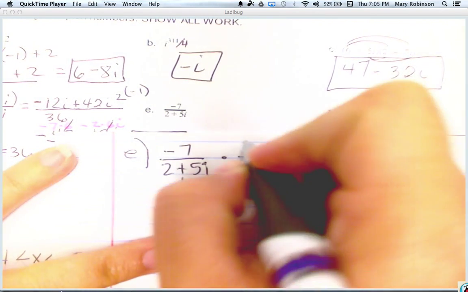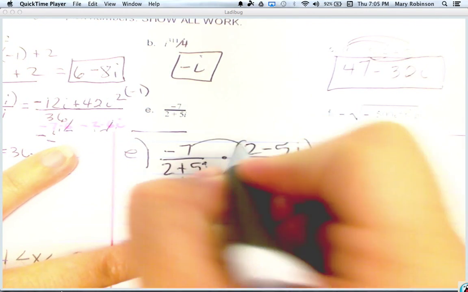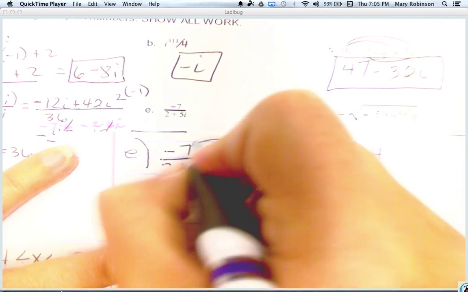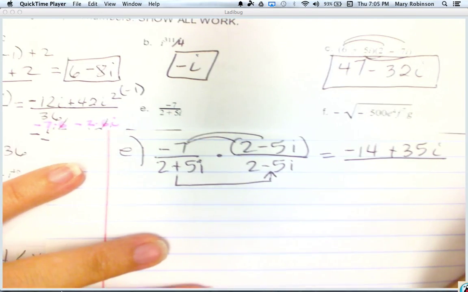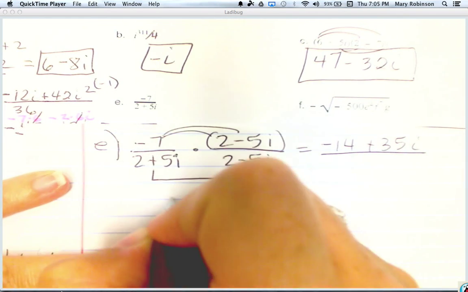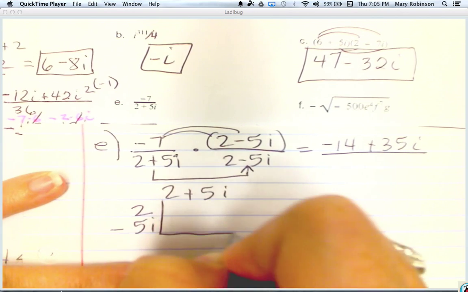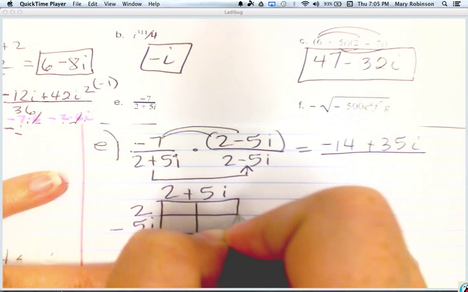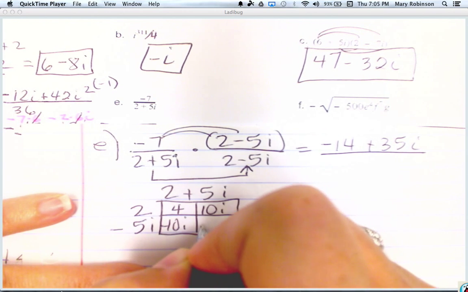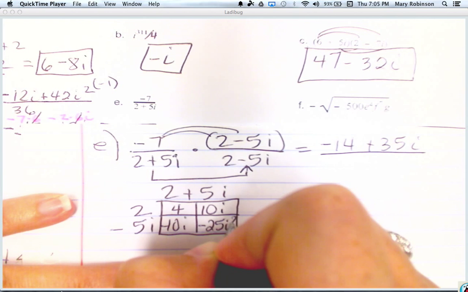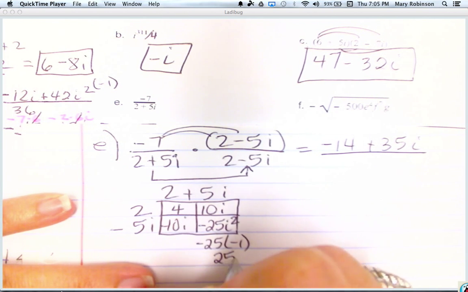Now when we multiply this together up top, we're going to take this one term, and since we're multiplying by two terms, we have to distribute. So that's negative 14 plus 35i over, and if you want to use the box for this, you can. But know that your I terms always should cancel out. So 4, 10i, negative 10i, negative 25i squared. Be careful here. So this is going to turn into plus 25.